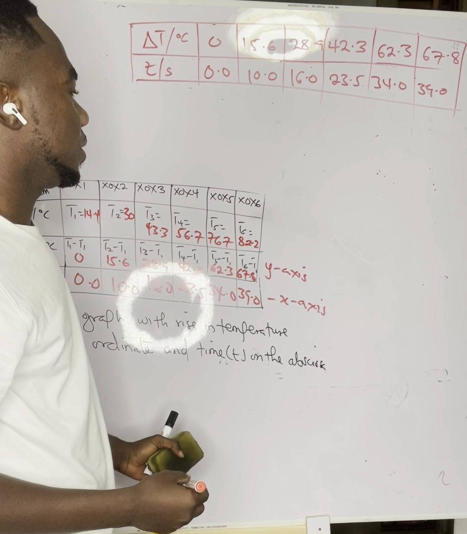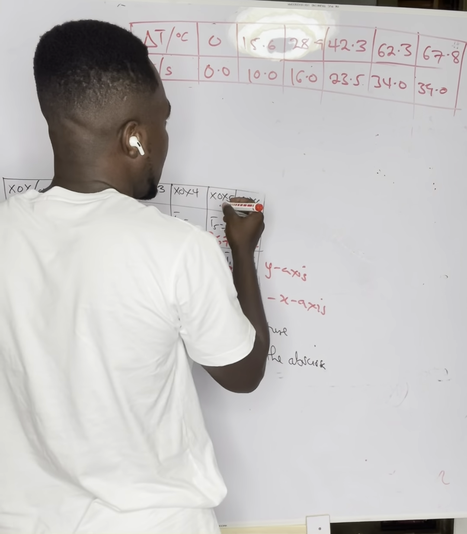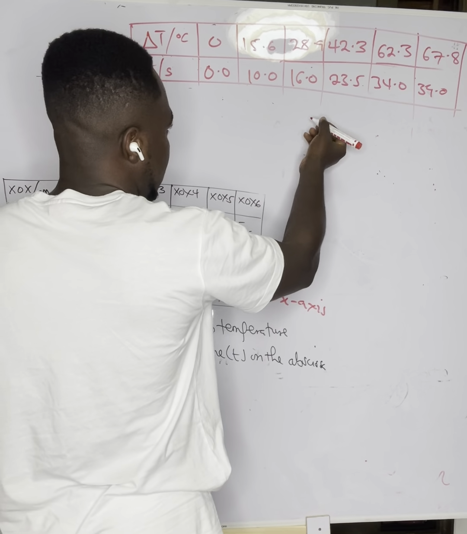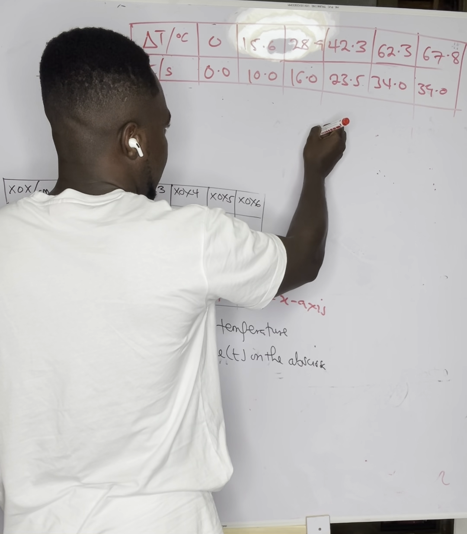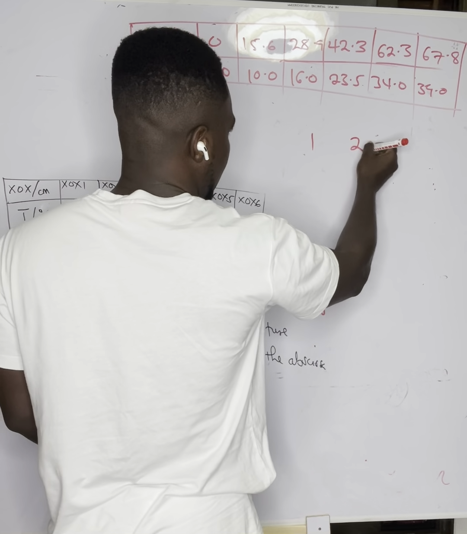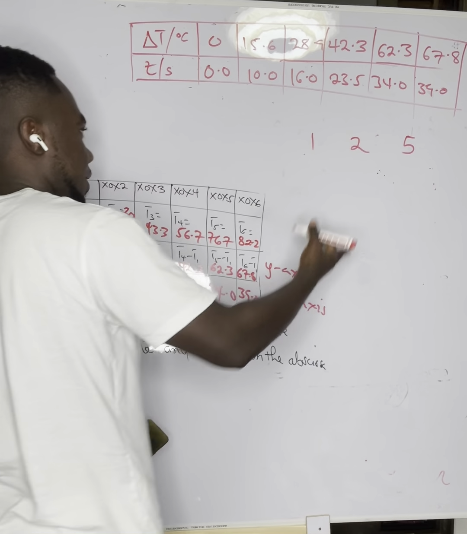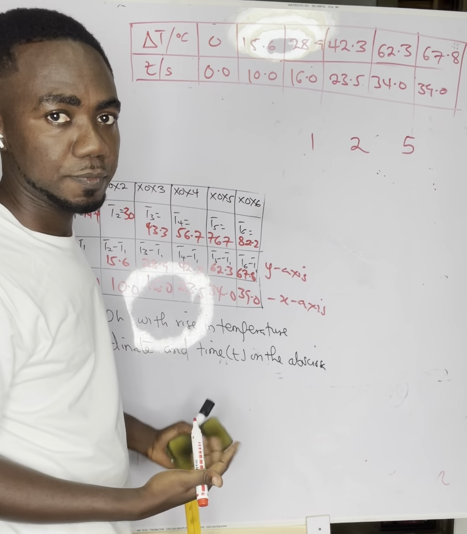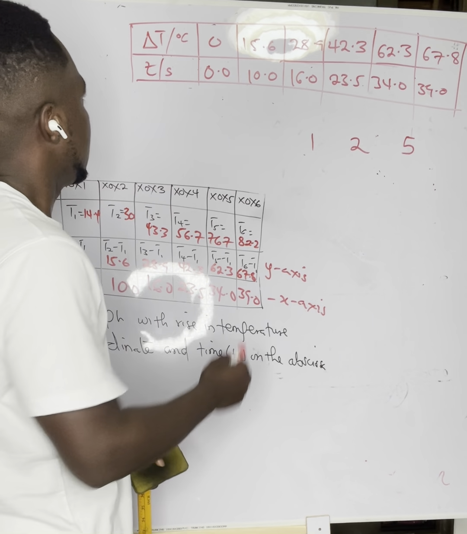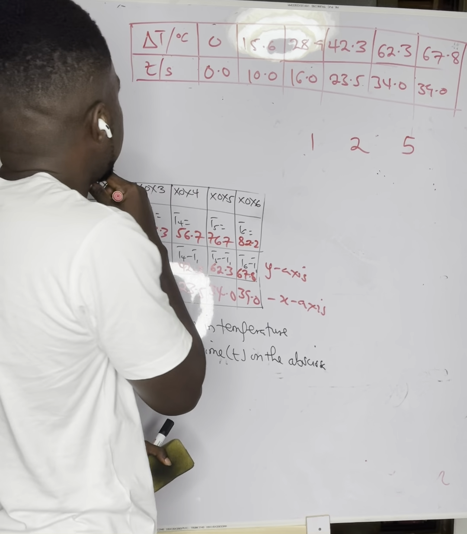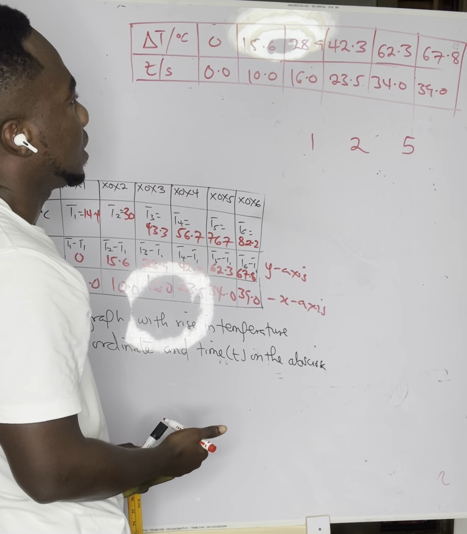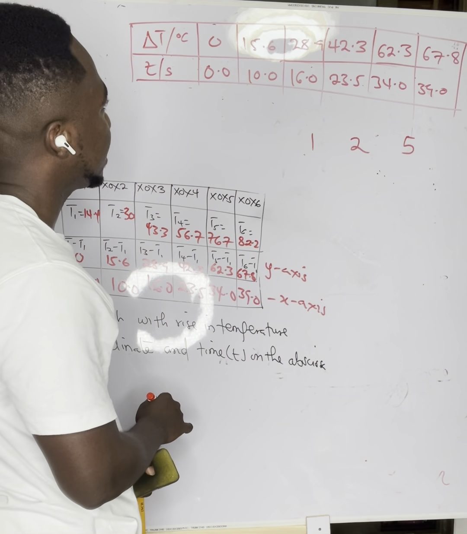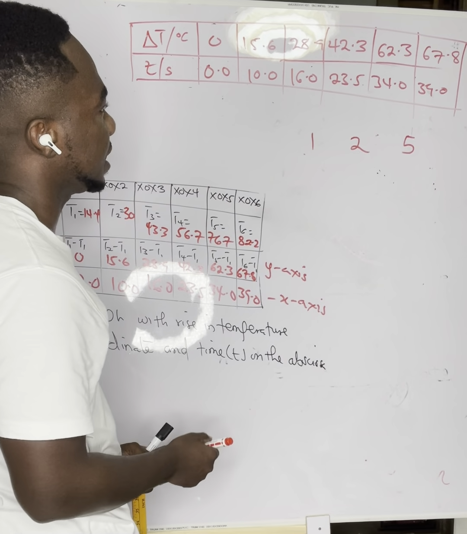To get your plottable values, your scale, for a standard graph sheet, normally these are the values we plot: 1, 2, and 5. That's the interval that you can move on your graph sheet. 1, interval of 1, 2, or 5. Okay. So to start with, the y-axis, the differential temperature. The highest of the differential temperature values is 67.8.